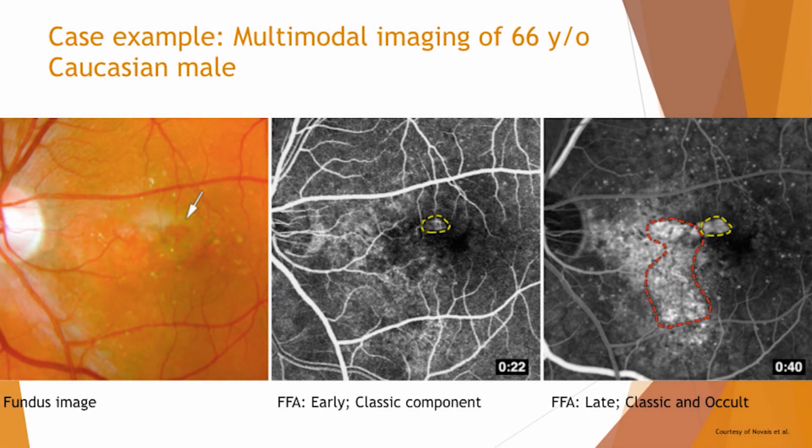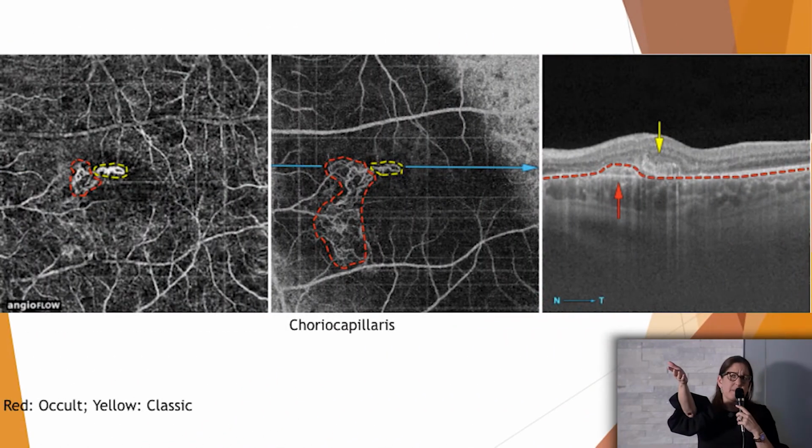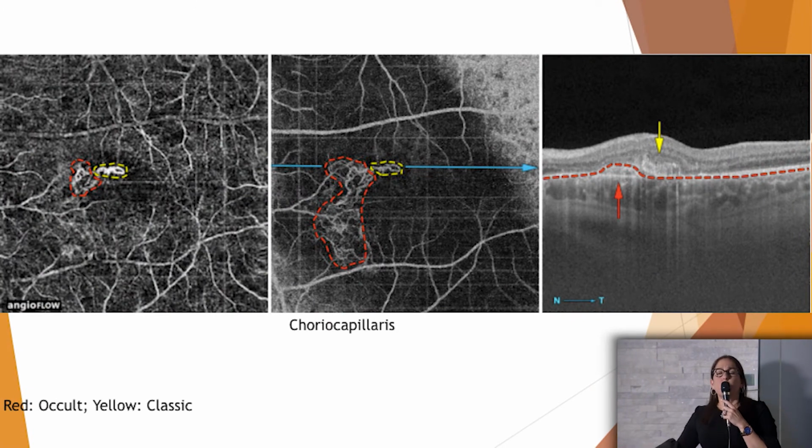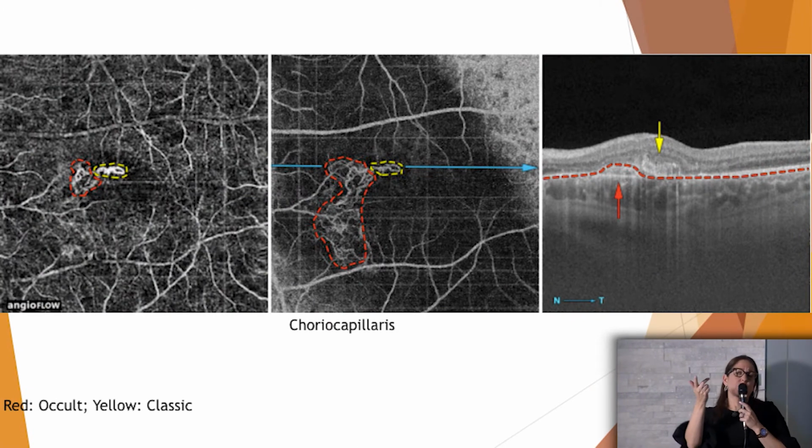What if you weren't sure, though? Because remember, occult is messy. What if that's something else? Who knows what that is? So we do an OCTA. Let's first look at the B scan.